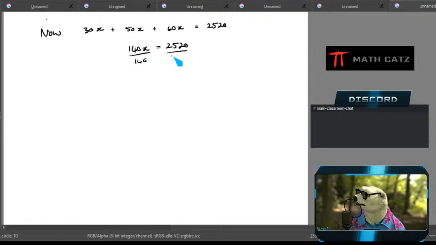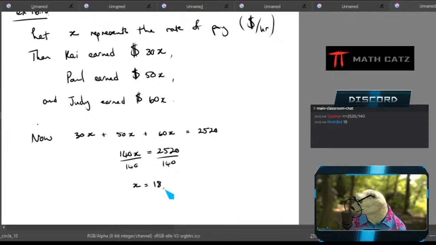Divide both sides by 140. Let the calculator worry about exactly what that is. 2520 divided by 140 is 18. Now, if I got some decimals here, that doesn't mean it's wrong, but sometimes these questions are set up to have a nice round answer. And I think good. I can go up here if I want to. And remember, 18 is the rate that they get.